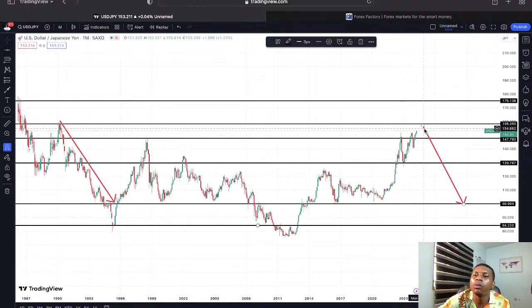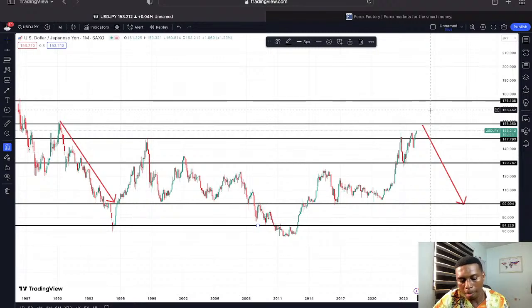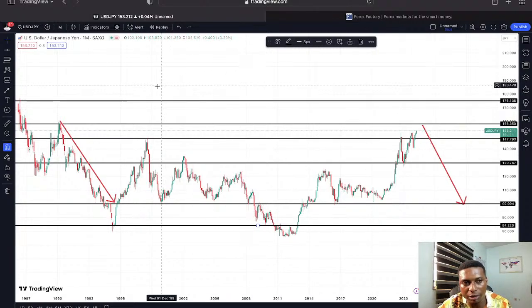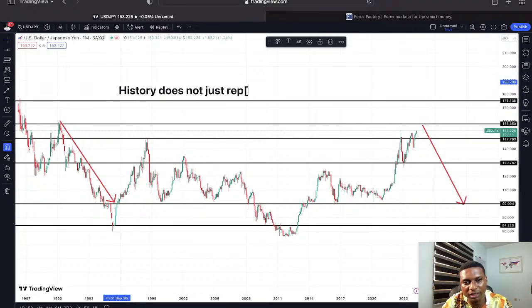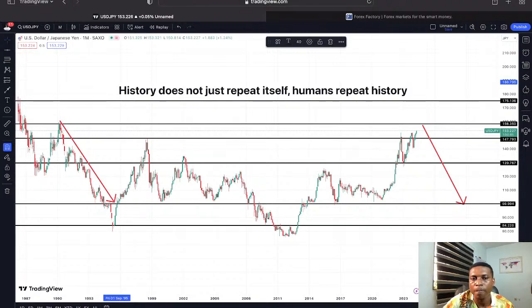What do you expect that price will do here? Price will definitely reverse, because history does not just repeat itself, humans repeat history.